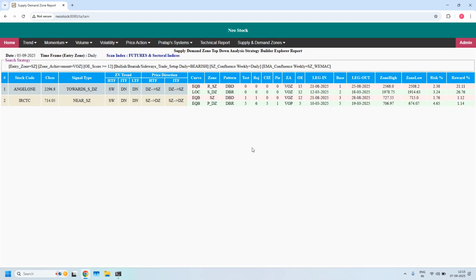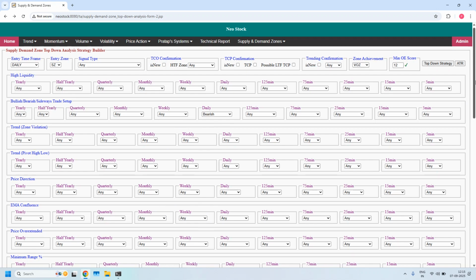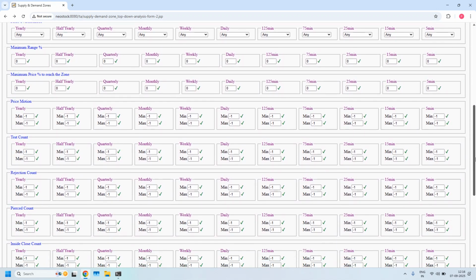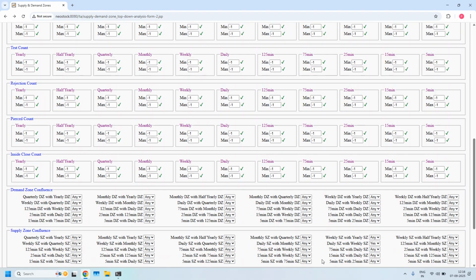Okay, next let us look into LTF, ITF and HTF supply zone confluence supported stocks. So I am going back, removing the EMA filter because it is ITF specific. Now we are focusing on HTF. So first let us filter based on LTF, ITF, HTF supply zone confluence supported stocks.